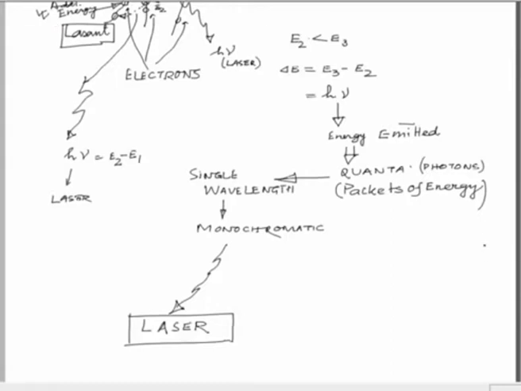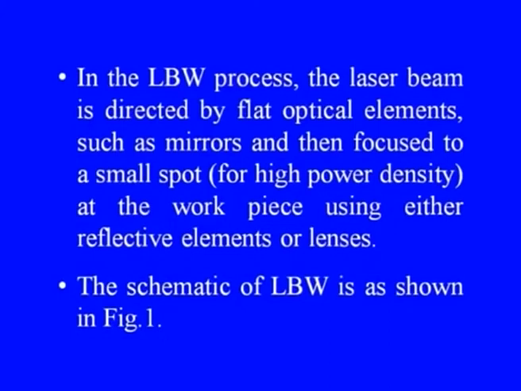In the laser beam welding process, the laser beam is directed by flat optical elements such as mirrors and then focused to a small spot for high power density at the workpiece where we want to do the welding operation, using either reflective elements or some special lenses. This is the schematic of the laser system, which we were just discussing. The schematic is on the screen.